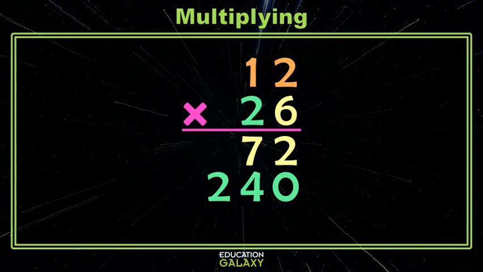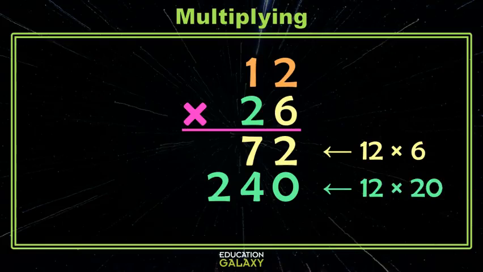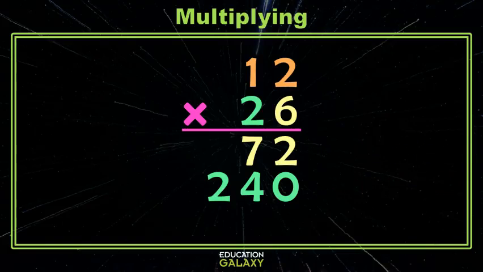But I want to point something out. This looks a little bit like our last example, where the 72 is 12 times 6, and the 240 is 12 times 20. Remember, when we break the numbers apart like that, ultimately we'll need to add our two products. So, 2 plus 0 is 2. 7 plus 4 is 11, which doesn't all fit, so we leave 1 and carry 1. And 1 plus 2 is 3.